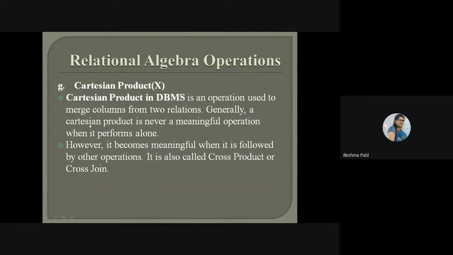Generally, a Cartesian product is never a meaningful operation when it is performed alone, because we have to perform this operation on two relations. If we perform it on a single table, there is no use, because we are going to combine attributes of two tables. So there should be more than one table in this Cartesian operation. However, it becomes meaningful when it is followed by another operation. It is also called a cross product or cross join.